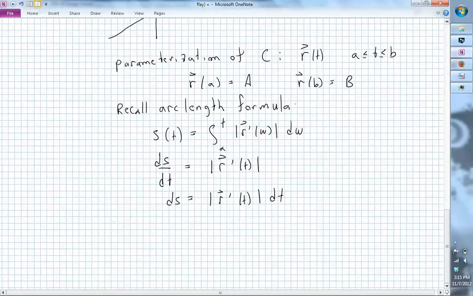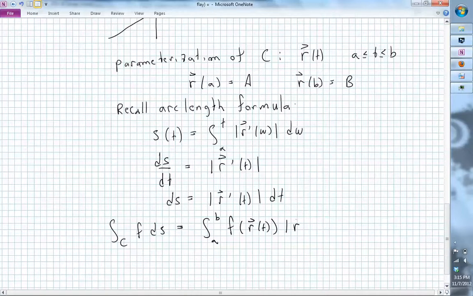And I'm ready to finish this off now. The line integral of f ds along the curve C is the integral from A to B, f evaluated along the curve, ds. And ds we just computed as the magnitude of r prime t dt.